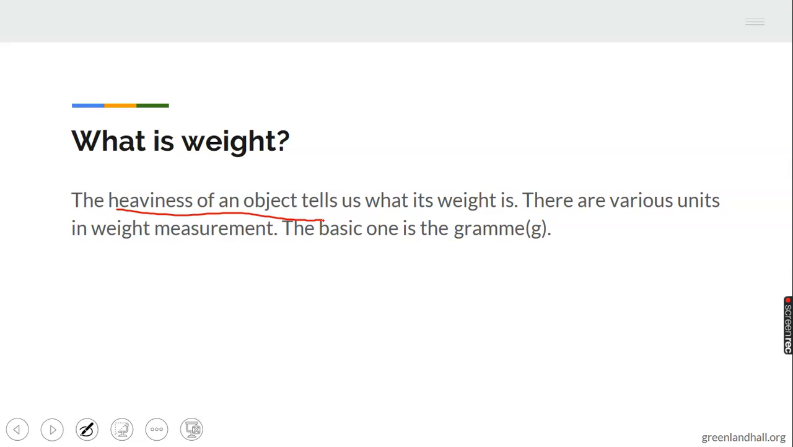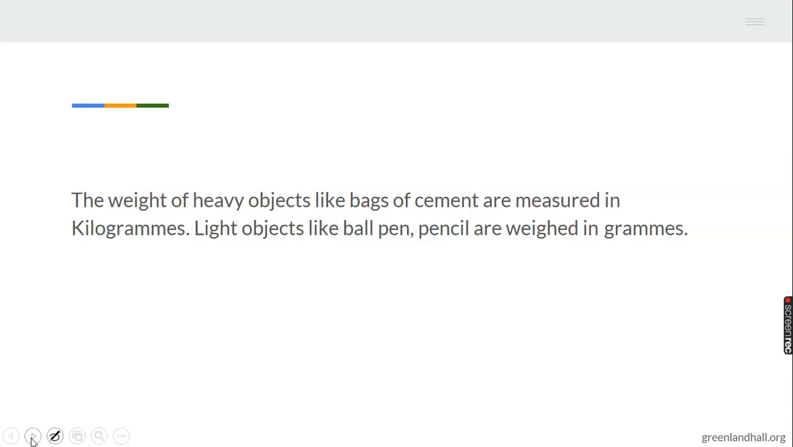There are various units in weight measure. The basic one is the gram. The gram is the basic unit of measure in weight. The weight of a heavy object like a bag of cement is measured in kilograms, while light objects like a ball, pen, and pencil are measured in grams, and you know it. We have a lot of pens around us. That is why we say the basic unit of measure is grams. Pen, pencil, all those things around us in our houses are usually measured in grams.